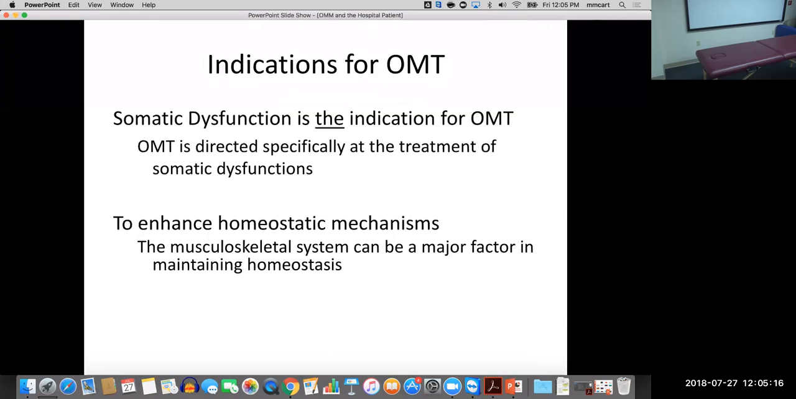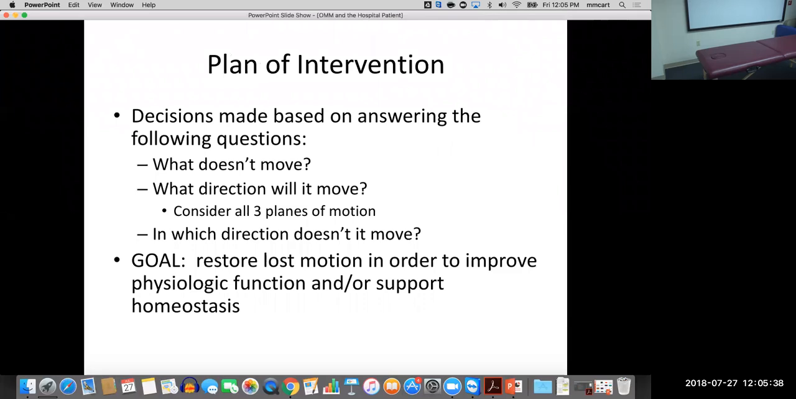Indications for doing OMT. Our main indication, if we're documenting, is somatic dysfunction. And then we would direct our treatment at what we find. But the other indication is enhancing homeostatic mechanisms. As we were just saying, the musculoskeletal system can be a major component of maintaining homeostasis. Our plan of intervention: if we do an evaluation and we find something, then we might create a plan of intervention, and it might be based on what's not moving, what direction will it move. We're going to try and restore some lost motion to improve homeostasis and function.